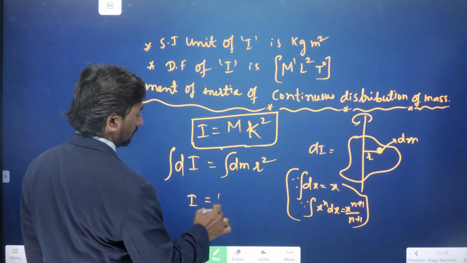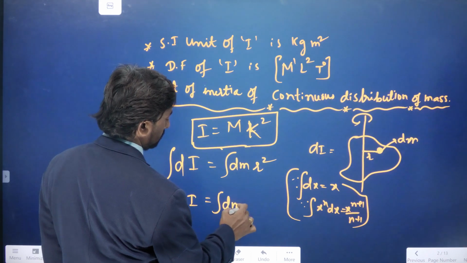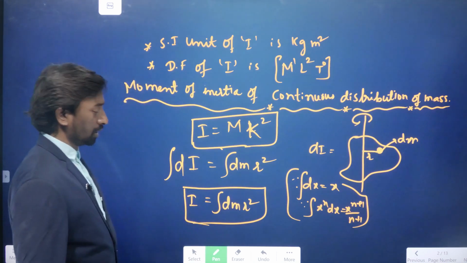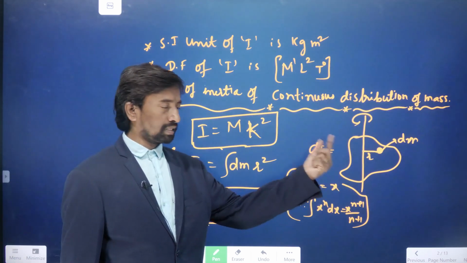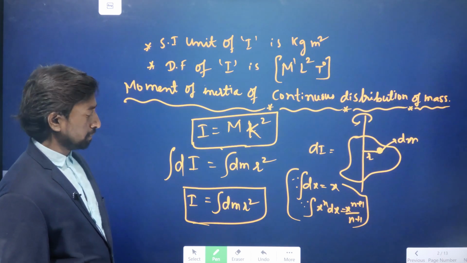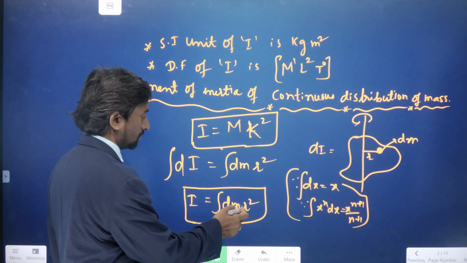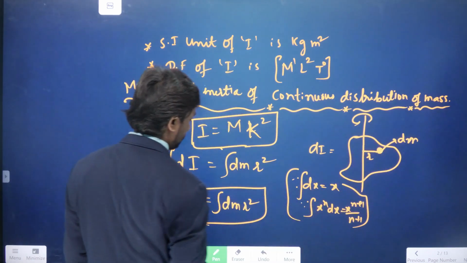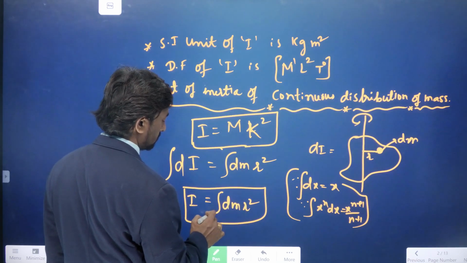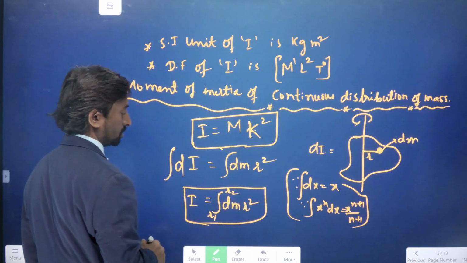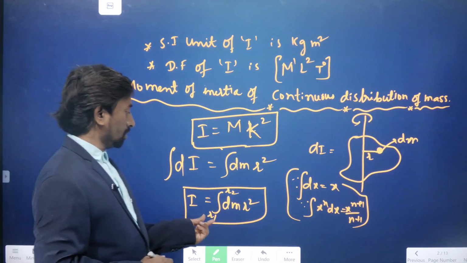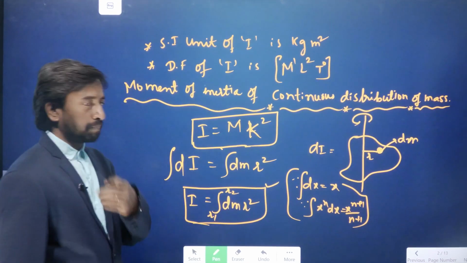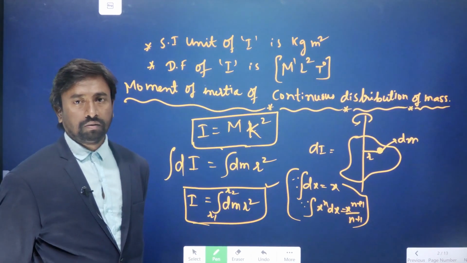So now we get I equal to the integral of dm into r square, and here we write the limits, from which point to which point the mass is distributed. Let us consider the distance from r1 to r2. Mass has distributed between the limits r1 to r2, and using this we can find the moment of inertia of any body.